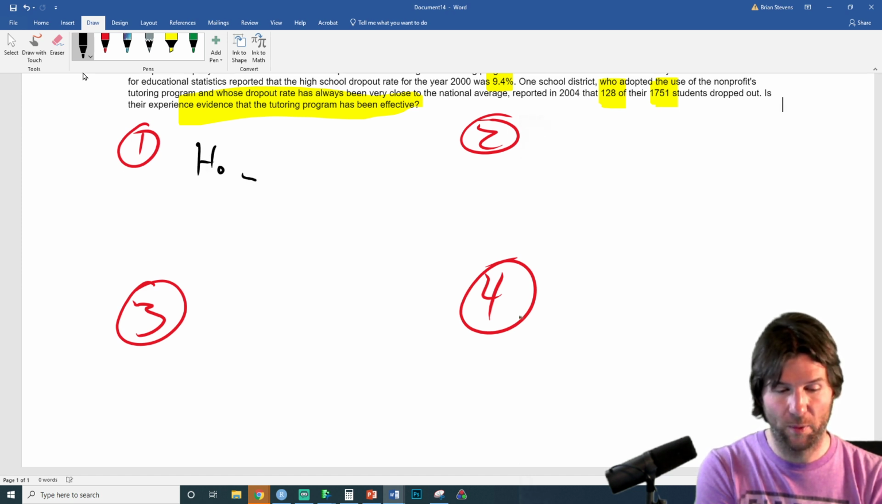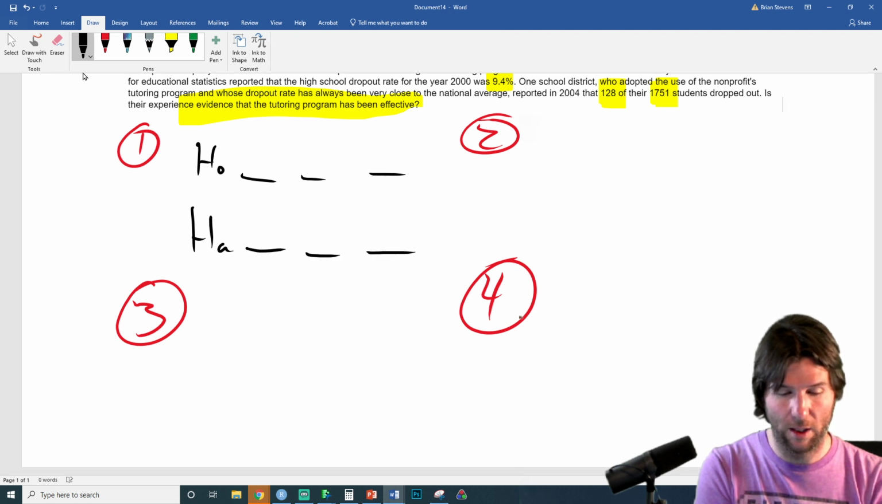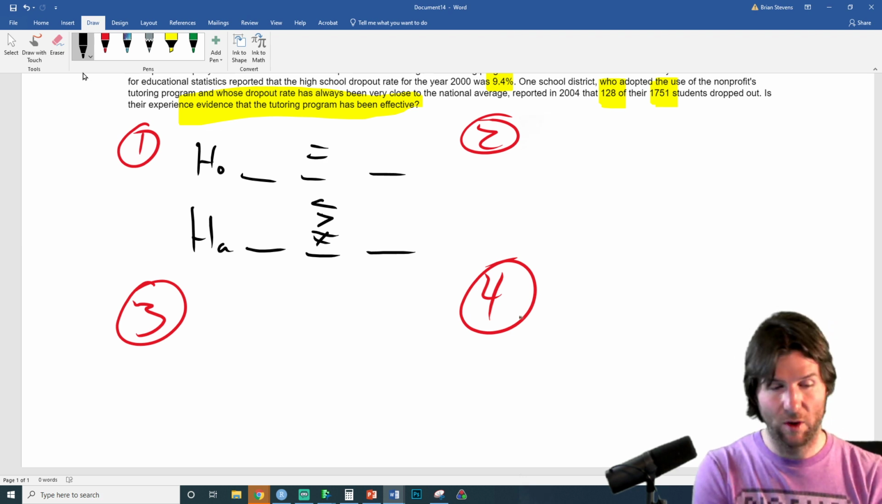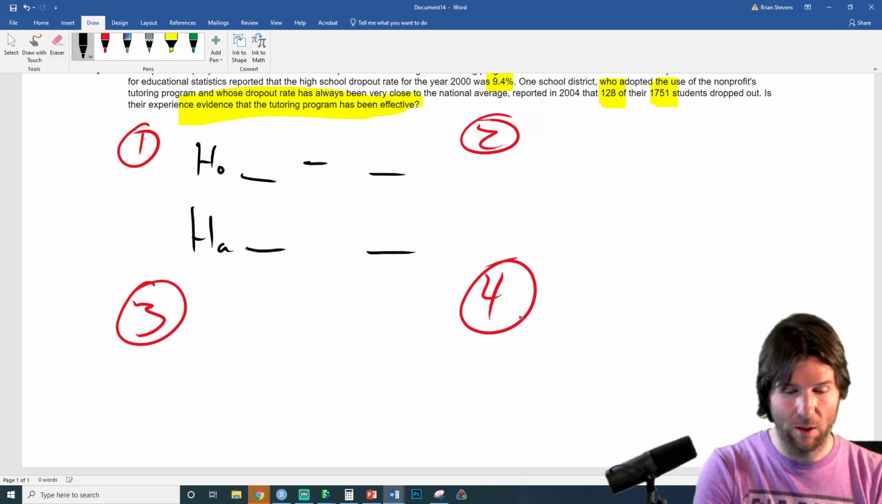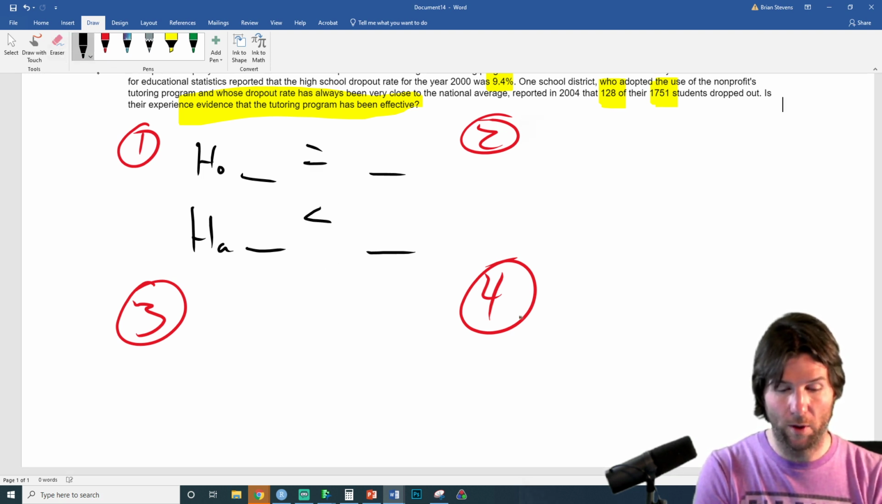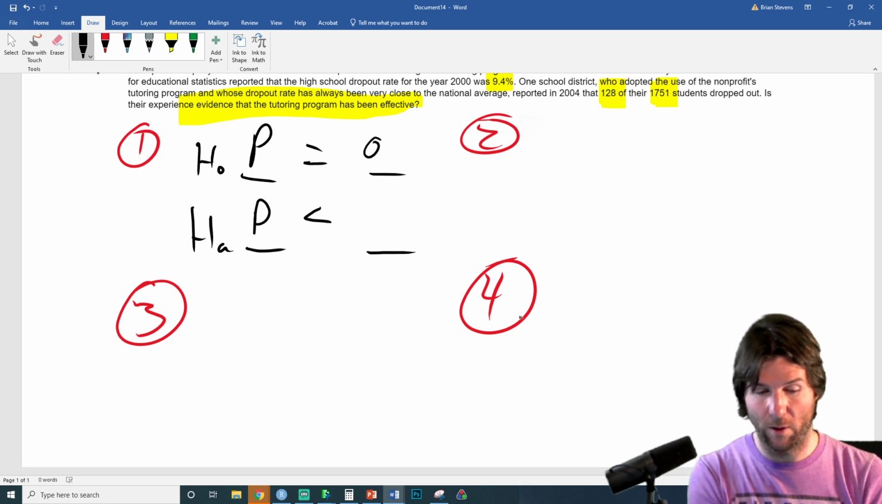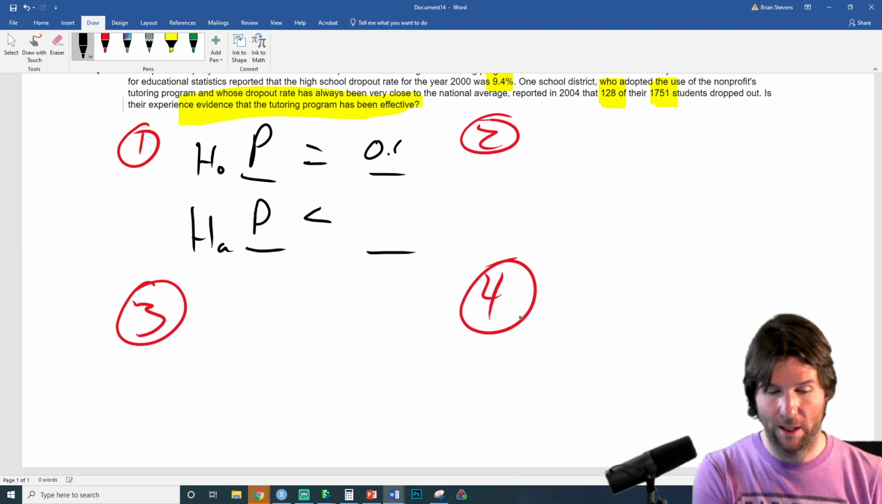So we'll write out our 3 parts right here. The only signs for the alternative that can go in here would be less than, greater than, or not equal to, and the null always has the equal sign. So when we get to the second part of this, we always have to think the null has the equal sign, and we're seeing if we can lower the proportion of people who drop out. Now these 2 spots right here are always going to have the same thing. So whatever I put in these 2 underlined spots, if I put not 0.904 there, this will be 0.904.